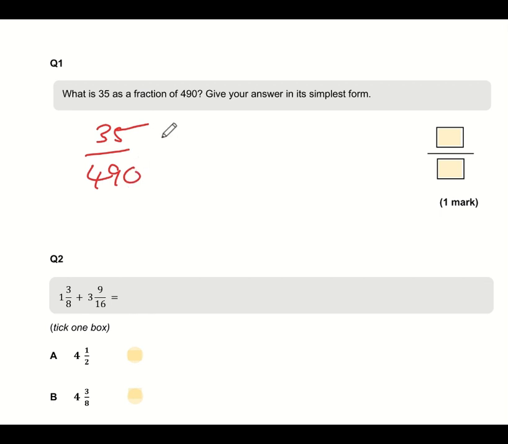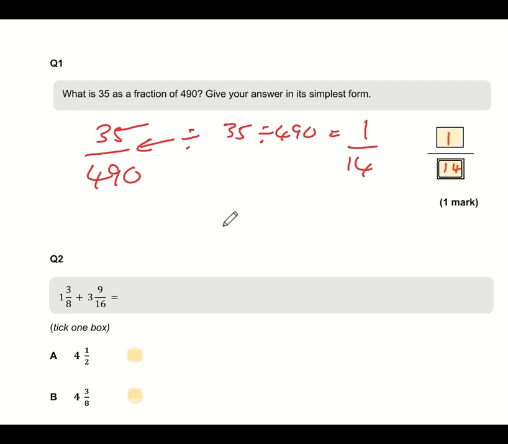Depending on what calculator you're using, you can just type this into a calculator and it will simplify it for you. Remember that the line of a fraction means divide, so if you type in 35 divided by 490, there is a chance that your calculator will simply give you the fraction in its simplified form, which is 1 over 14.